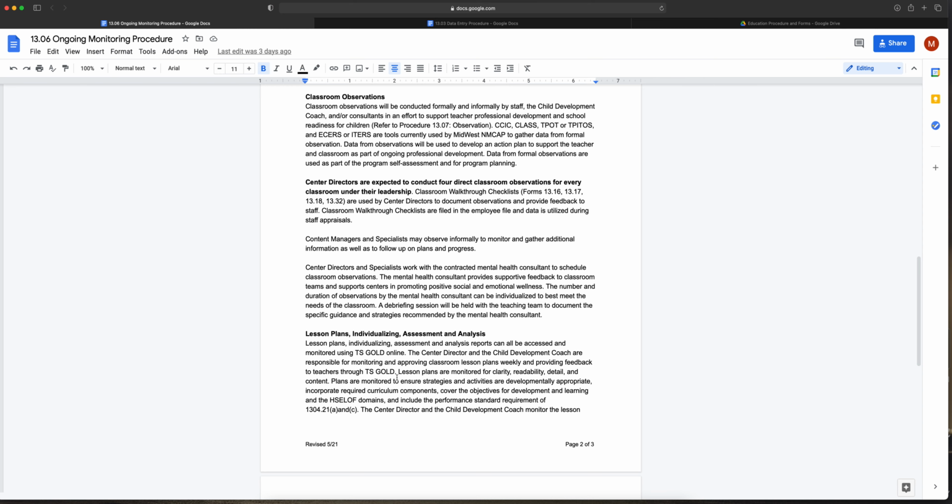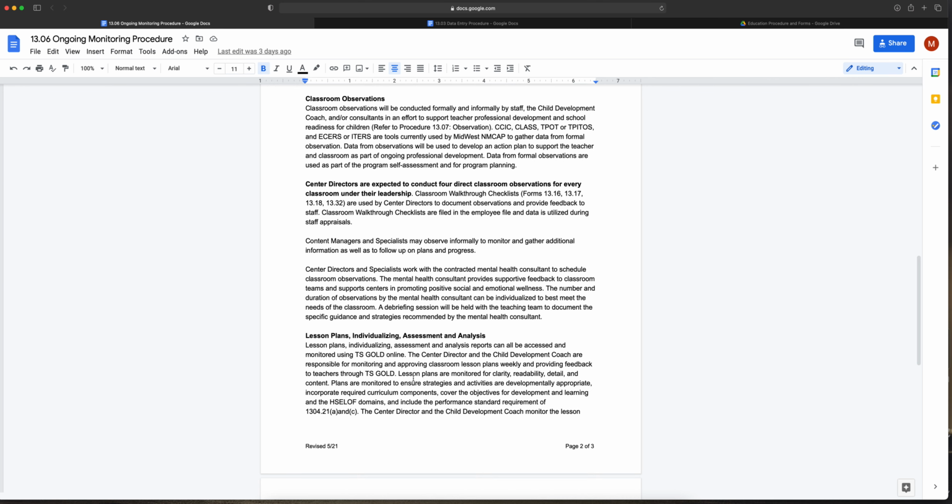Another type of ongoing monitoring that we have is observations, and these classroom observations can occur in a variety of ways. They can be scheduled observations, so a teaching team may know that somebody's going to come and observe in their classroom, or they can be more spontaneous and occur randomly, so somebody might just show up to observe. This would be either the center director, a manager, maybe a mental health consultant, who could just show up in a classroom with very little notice to observe.